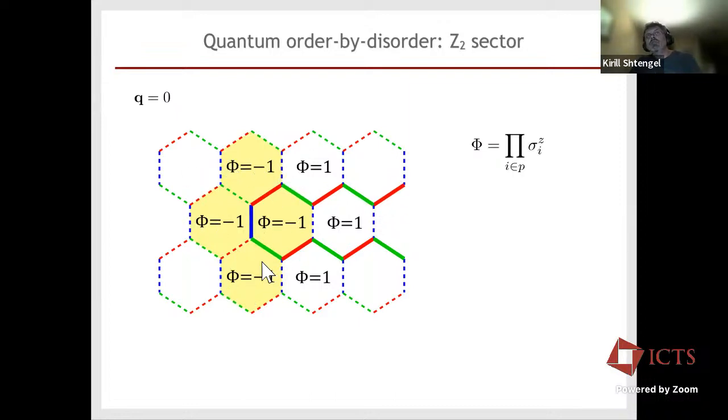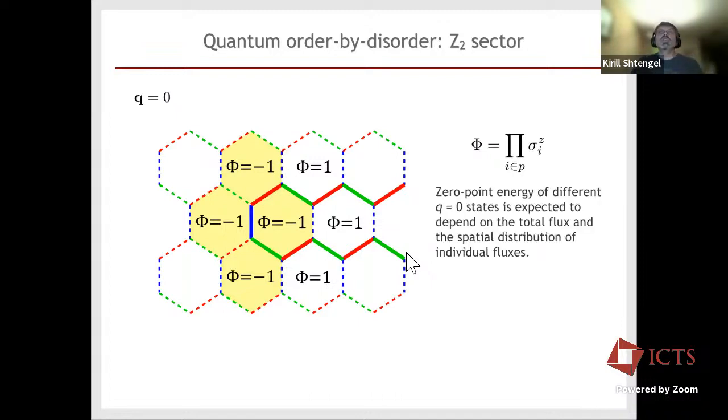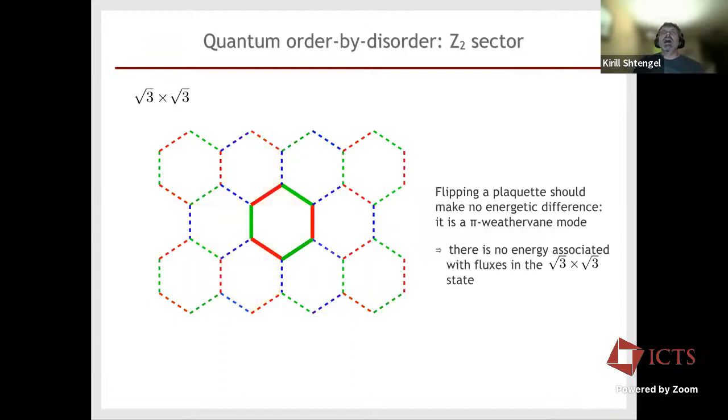And you see that indeed this flux only detects the energy associated with these sign flips locally around the place where this defect is. So the defect is not a thick line, but the defect is a turn of the thick line. And so that seems to work out. Naively, we can expect that this flux has something to do with the energetics of my quantum order by disorder. And if we try to do the same thing for the root 3 by root 3 state, flipping a single plaquette only involves two colors, and that's a weather vane mode, so it should cost no energy. So flipping plaquettes for the root 3 by root 3 state should be free.